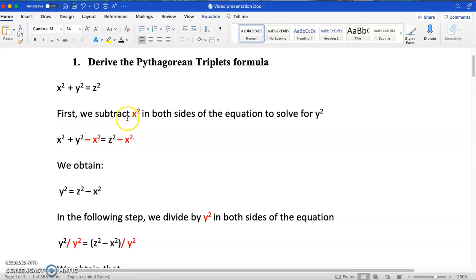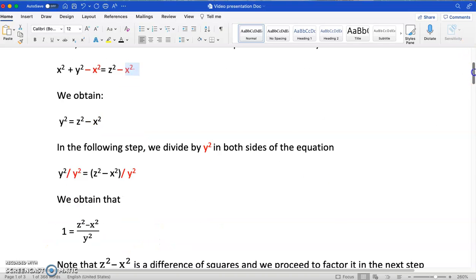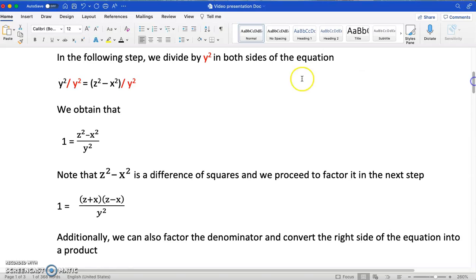First, we're going to subtract x squared on both sides of this equation to solve for y squared. When we subtract x squared on both sides, we get that y squared equals c squared minus x squared. In the following step, we divide both sides by y squared. When we do that, we obtain that 1 equals c squared minus x squared over y squared.